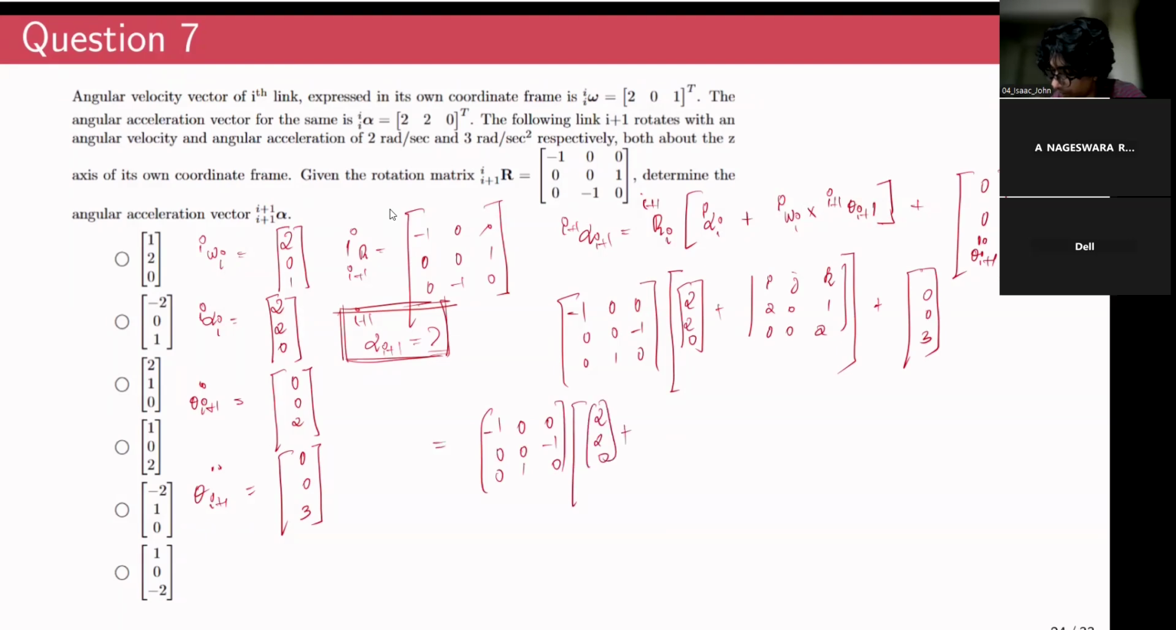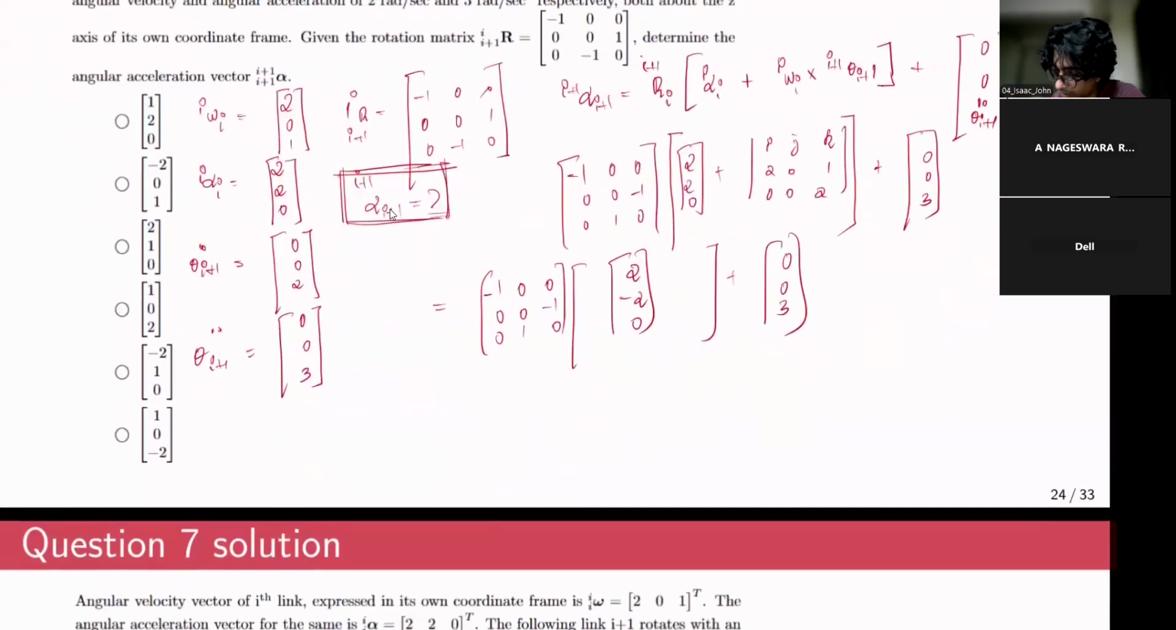plus, if I take the determinant, what will I get? I'll get minus 4j, I believe. So this will be 0, minus 4, 0, plus 0, 0, 3. So if I take the vector sum inside, I'll get 2, minus 2, 0, I believe, inside this big bracket. Should be 2, minus 2, 0.